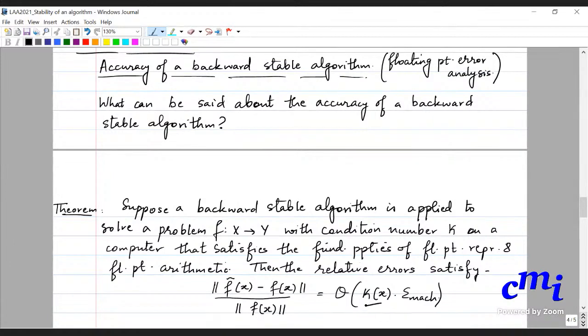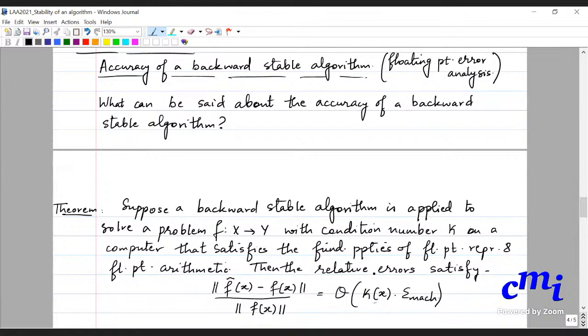Okay. So you can imagine if this condition number is small, then this is a good enough bound. So no problems with this. But if this condition number is really large, then you have a large bound here and it doesn't really say that the relative error is small. So everything essentially depends on the condition of the problem at the given data point.